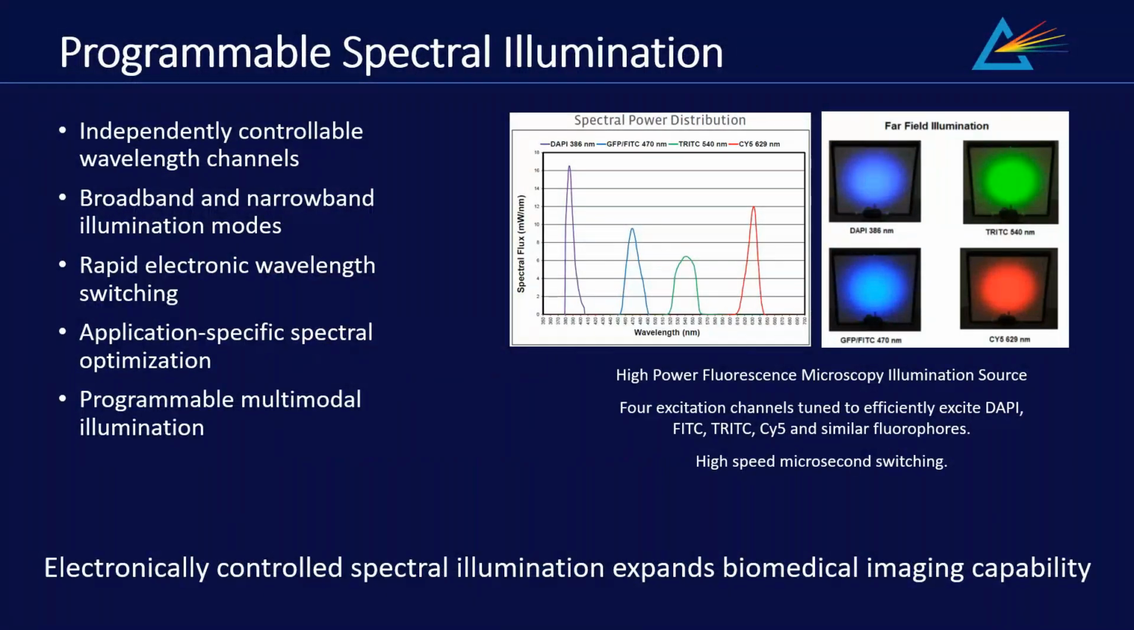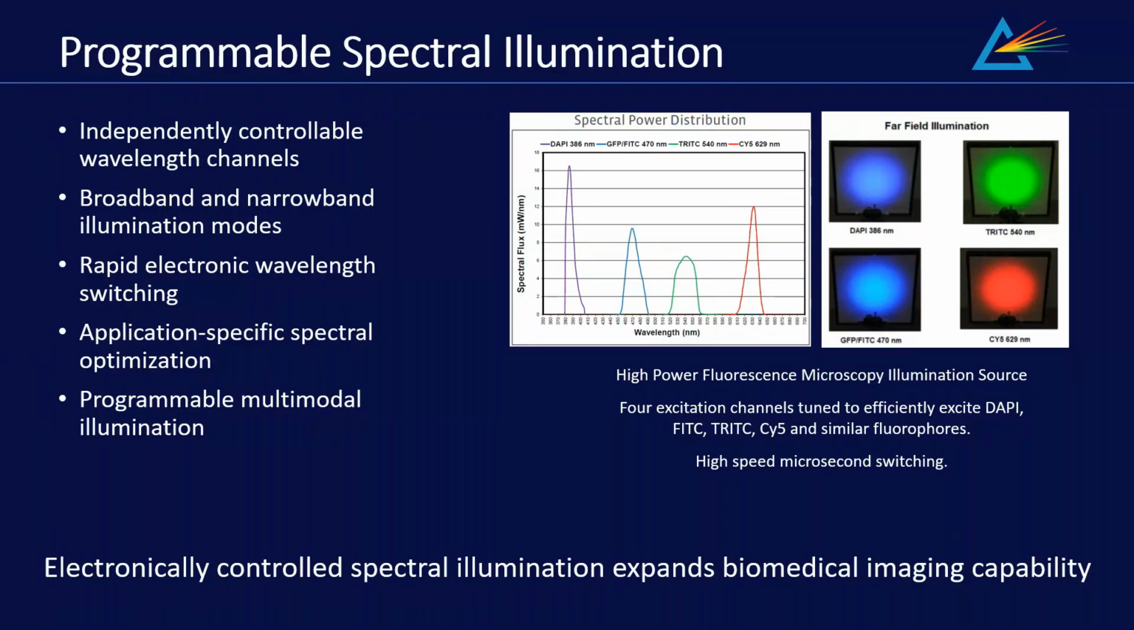Modern biomedical systems require illumination that can adapt dynamically to different imaging and diagnostic modes as well. So how do we effectively control what photons are delivered to a target? One of the major advantages of modern LED illumination systems is the ability to electronically control spectral output in ways that were difficult or impractical with traditional lamp-based systems. Instead of relying on fixed broadband illumination combined with mechanical filters or shutters, multi-channel LED systems can independently control specific wavelength bands electronically and in real time.